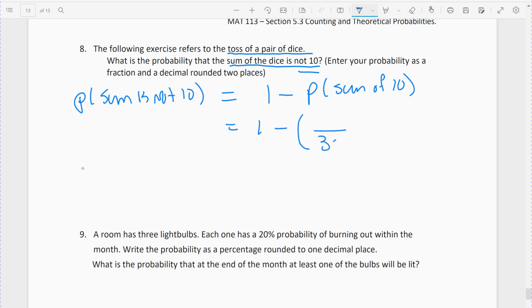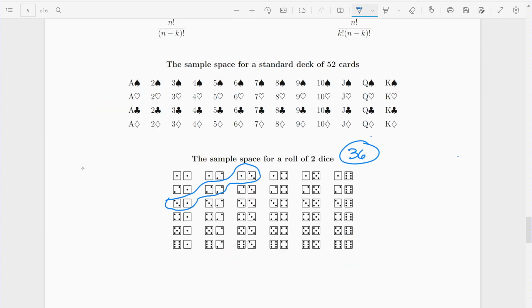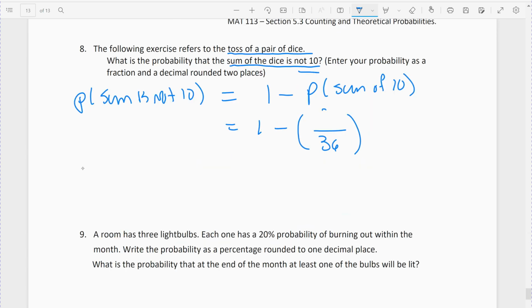So out of 36 outcomes, how many ways do we get a sum of 10? So there's my 36 outcomes, a sum of 10 would be those, right? 6 plus 4 is 10, 5 and 5 is 10, and 4 and 6 is 10. So there are 3 outcomes. So 3 out of 36. But we're throwing those out.